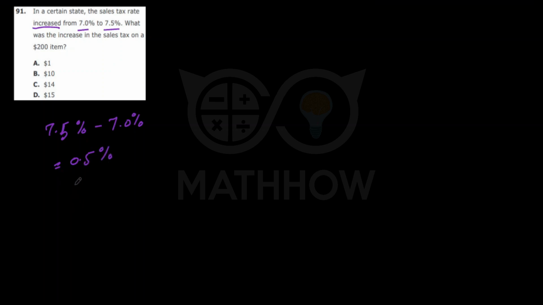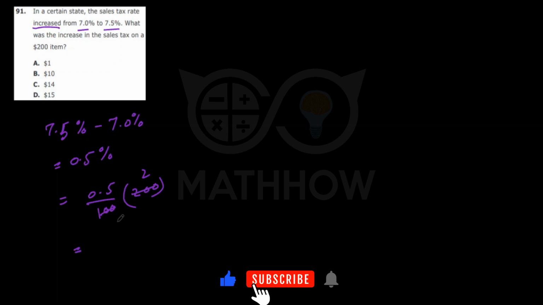This is the increment. To find the increase in sales tax, multiply this increment with the price of the item. 0.5%, or we can write it as 0.5 divided by 100 into 200. 100 ones are 100 and 100 twos are 200. 2 will be multiplied with 0.5, and this will become 1.0, or simply $1. So the correct answer is option A.